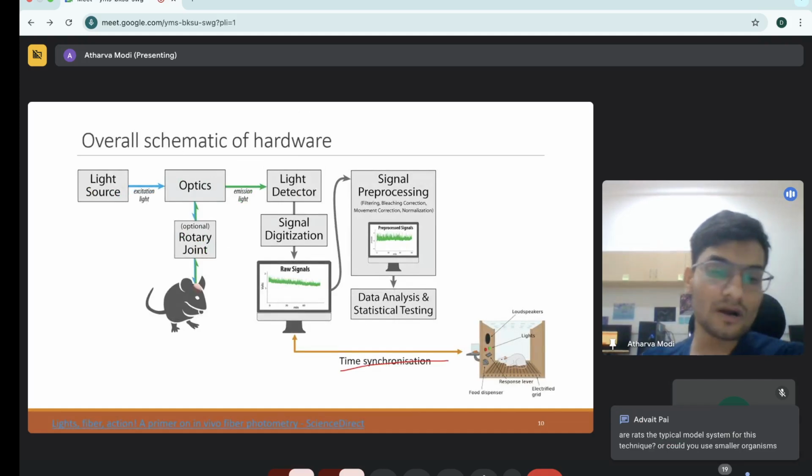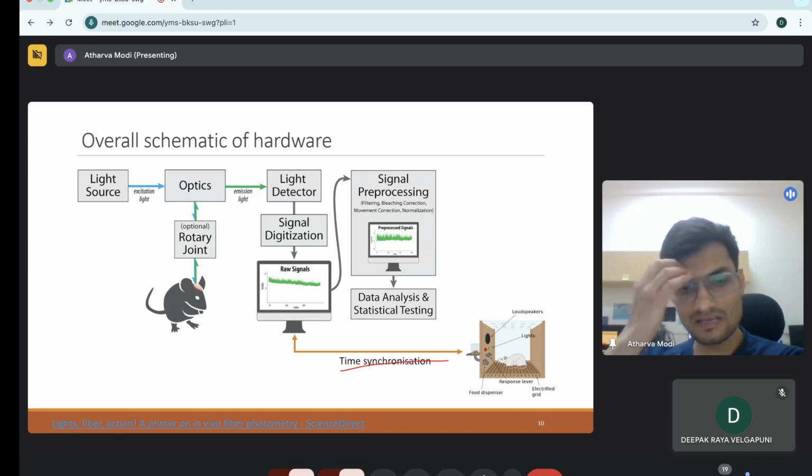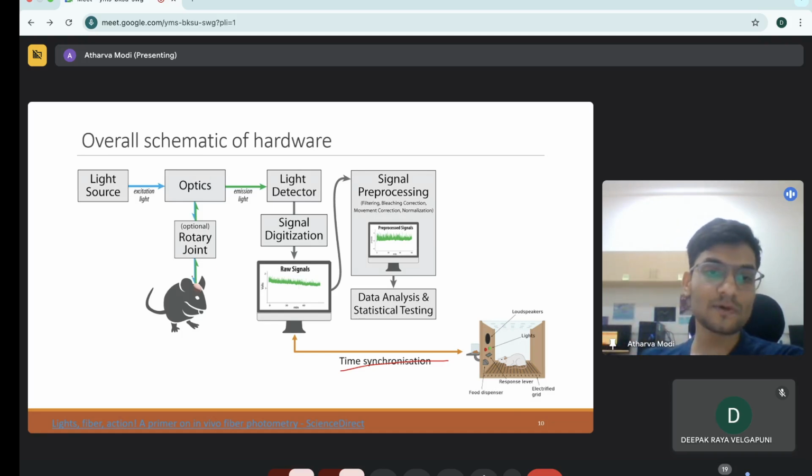Yes. Now there is one important consideration before going on to the signal processing part. This particular optical fiber that you have installed, and you are measuring some light out of it, how are you sure that any changes in that emission light are due to changes in the concentration of dopamine or calcium signals that you want to measure?